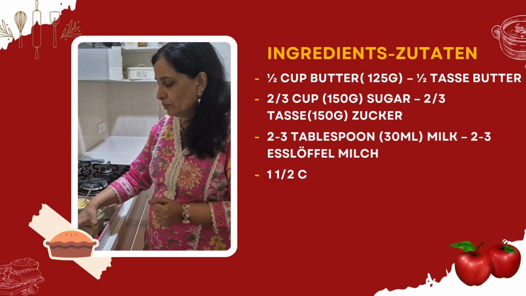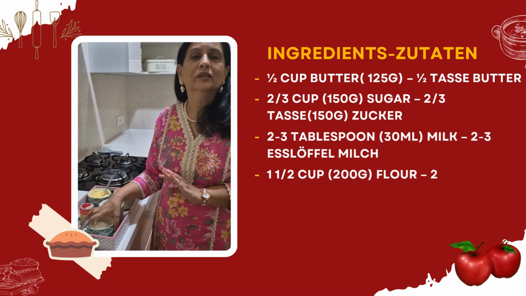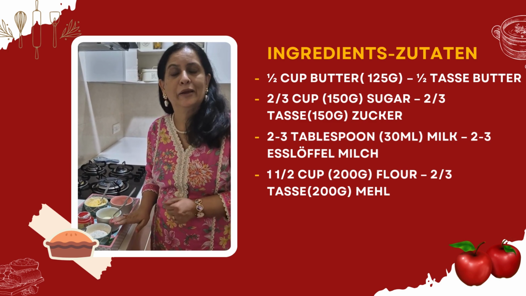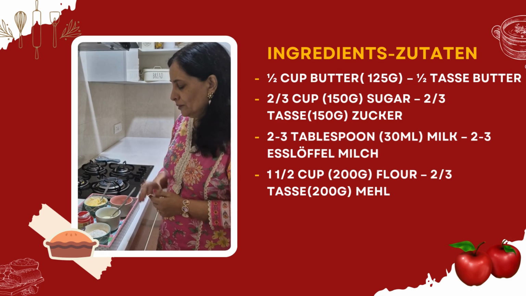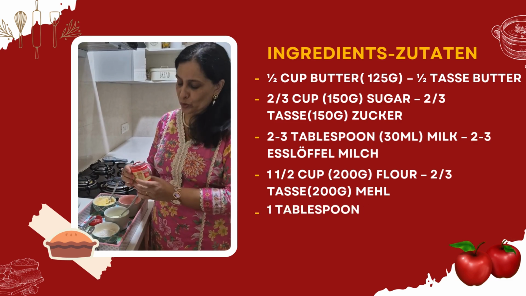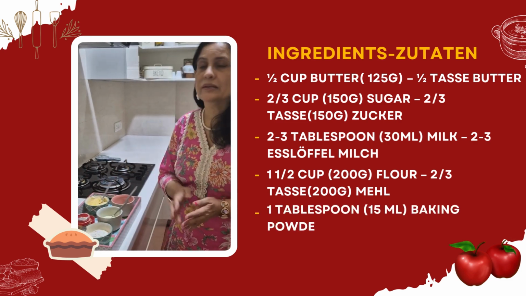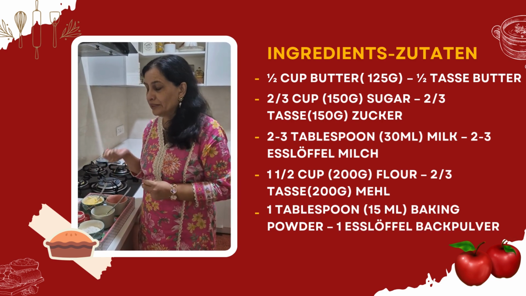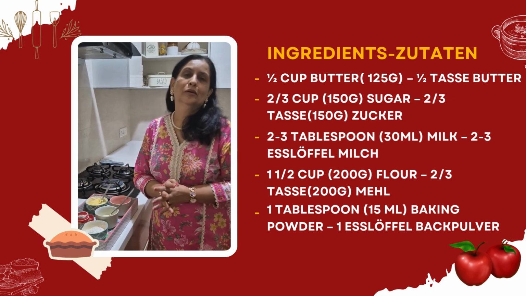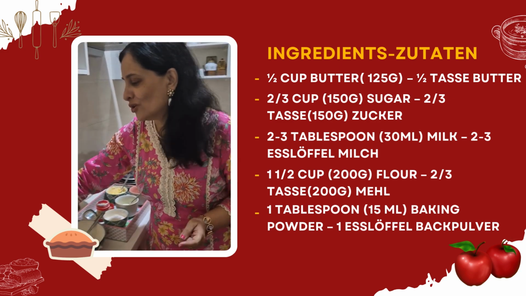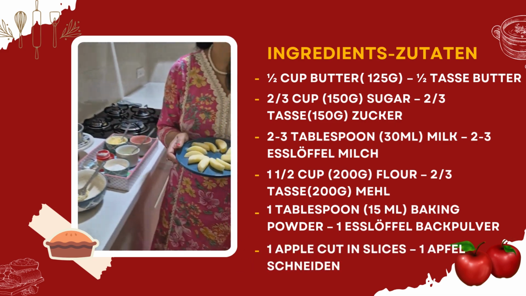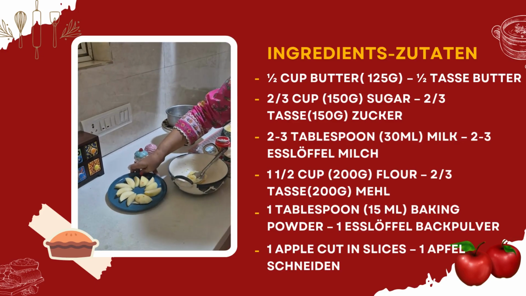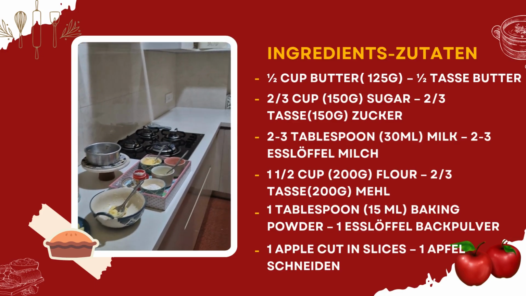Then we'll need some 1.5 cups of flour. So it is called 1,5 Tasse Mehl. M-E-H-L, Mehl. Mehl is flour. Then we'll need 1 tablespoon of baking powder. Baking powder is called Backpulver. So we'll need eine Esslöffel Backpulver. And of course we'll need some peeled and cut apples. So these are Apfel, right? So these are the ingredients or Zutaten, right?